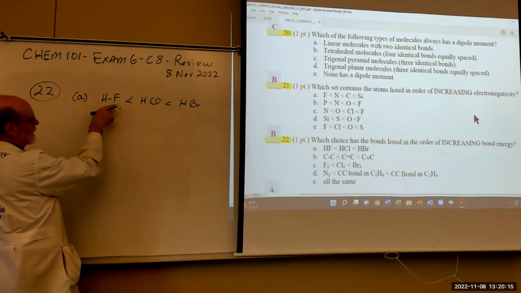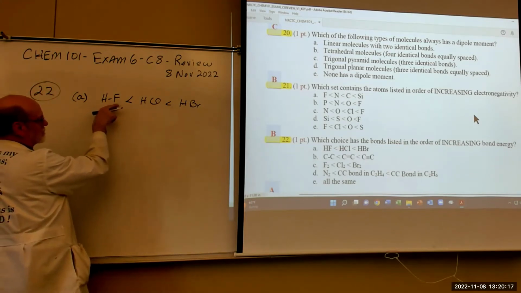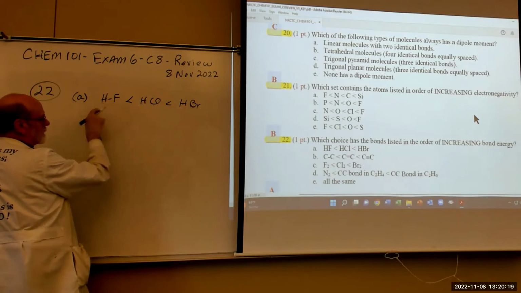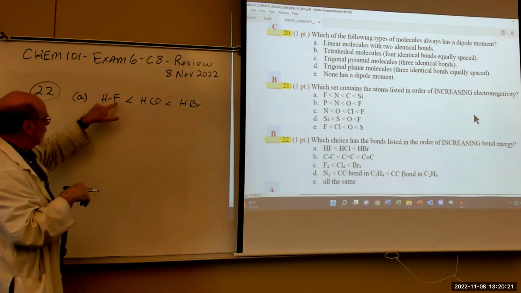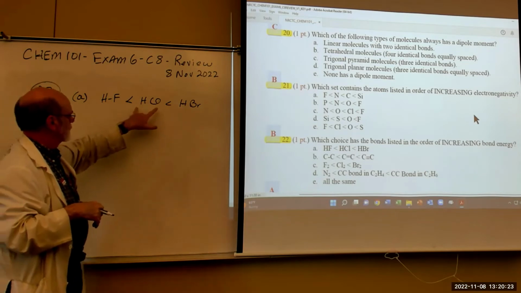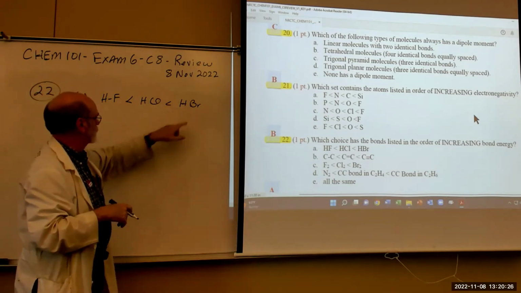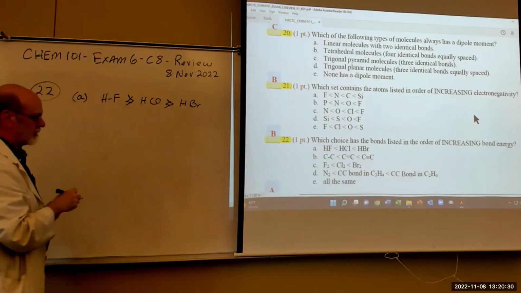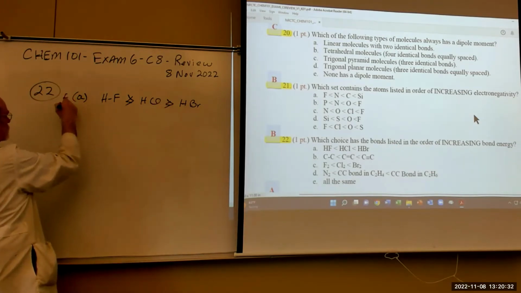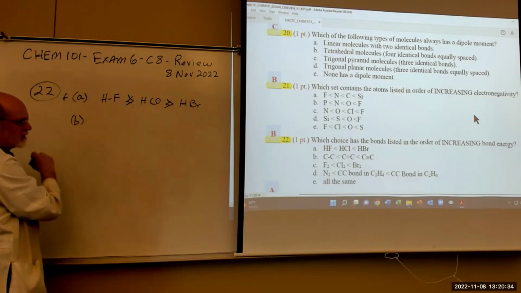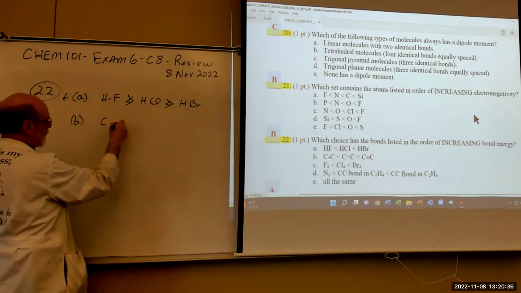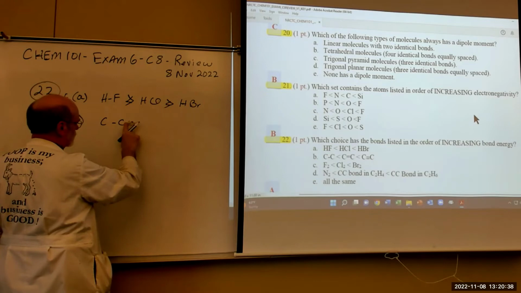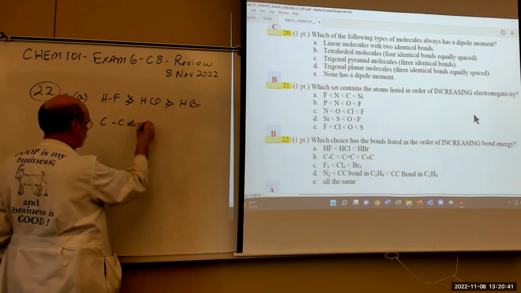They're closer together. The hydrogen is closer to the fluorine than this one, and then that one. It should be the other way around. So that was false. How about B? Oh, this one's a no-brainer.